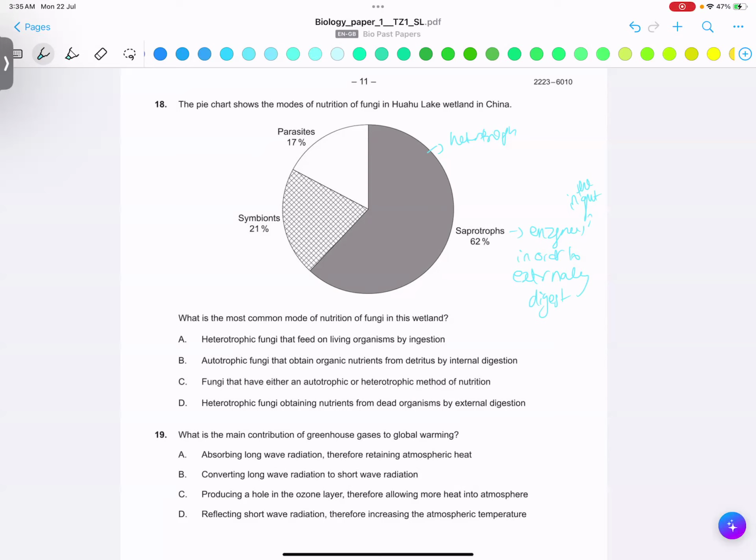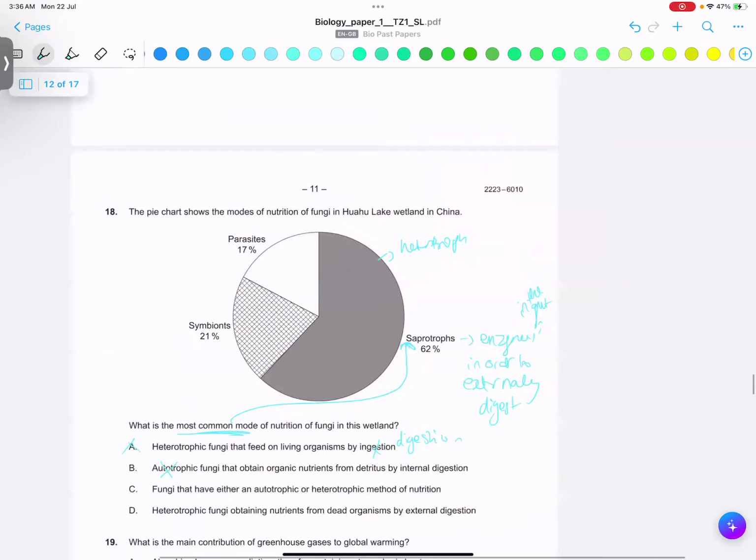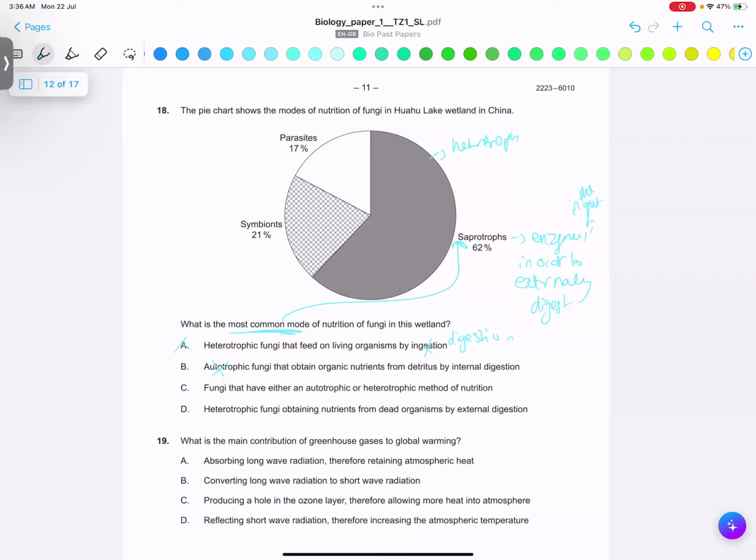For question 18, the first answer is heterotrophic fungi that feed on living organisms by ingestion. No, this is actually digestion, not ingestion, so this answer is false. Autotrophic fungi: the fungi is not autotrophic, it is saprotrophic. So for the most common mode of nutrition, they are just trying to tell you saprotrophs. I missed explaining that part, guys, because I'm really familiar with these papers. But basically, they said most common mode of nutrition of fungi, right? So here you have to ignore parasites and ignore symbionts. You need to focus on saprotrophs because they're asking about the most common.